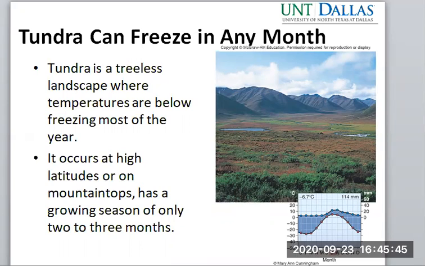Tundras are the kind of biomes where the temperatures are below freezing most of the year. Only small hardy vegetation can survive. Tundra, a treeless landscape, occurs at high latitudes or on mountaintops. It has a growing season of only 2 to 3 months, and it may have frost any month of the year.